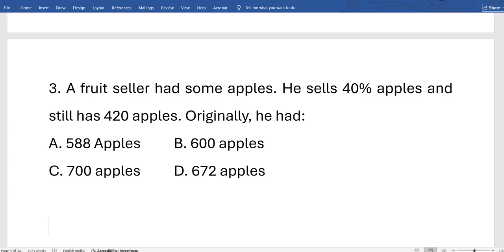Today we'll focus on cryptarithmetic related questions as well in reasoning. In quantum reasoning, any topic it may come.